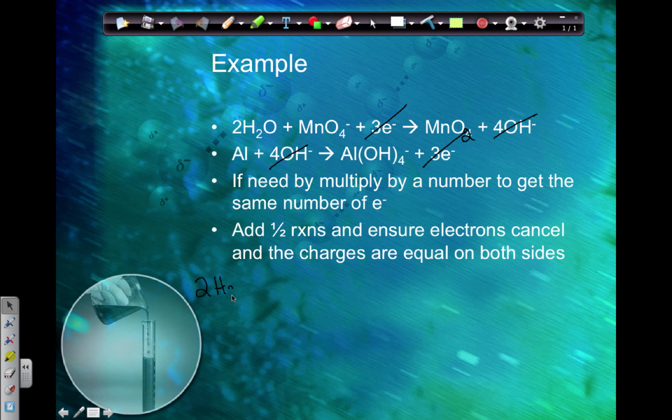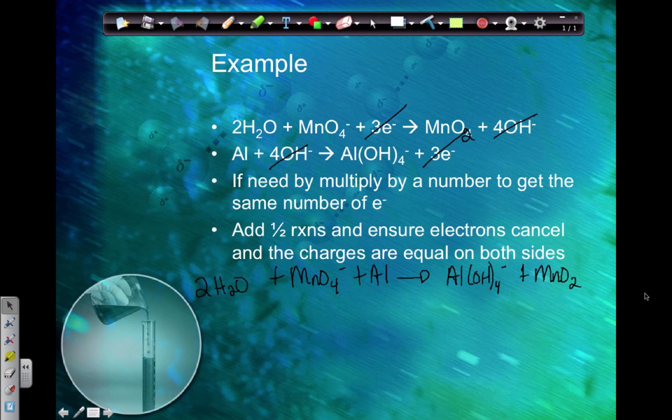So 2 waters plus permanganate plus the aluminum produces this. And this.